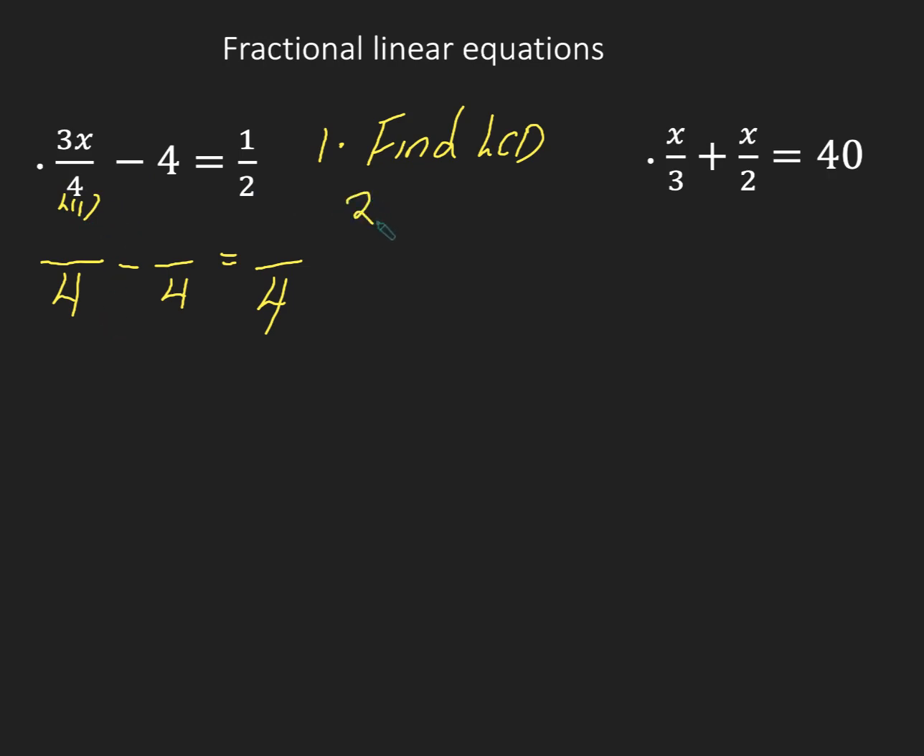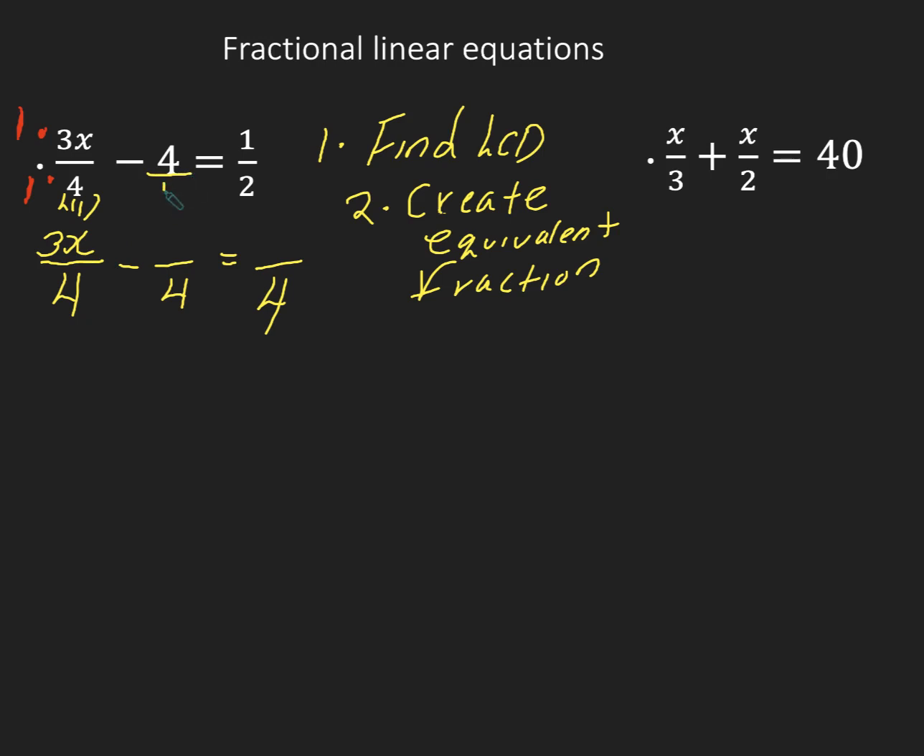Now my next step is I'm going to create equivalent fractions. So I look at my denominator here. It is 4. So to make this stay 4, I would times by 1, which means in my numerator I'm going to times by 1. Therefore, 3x times 1 is 3x.